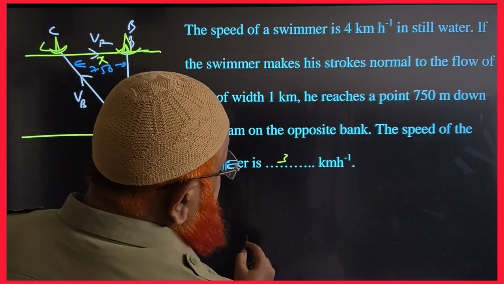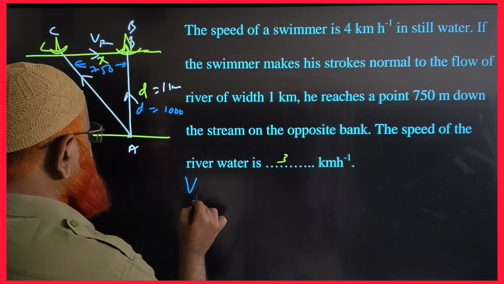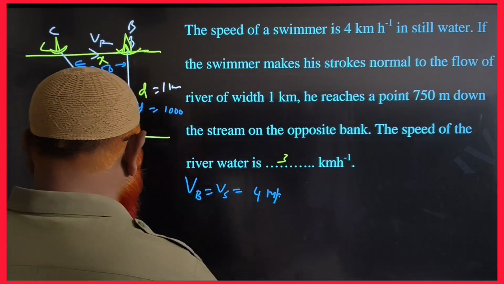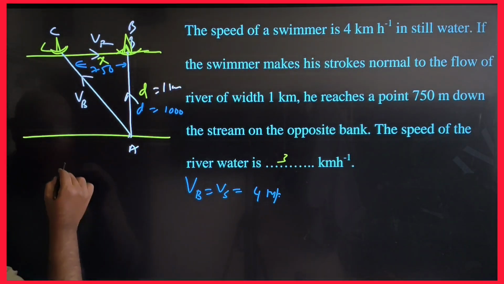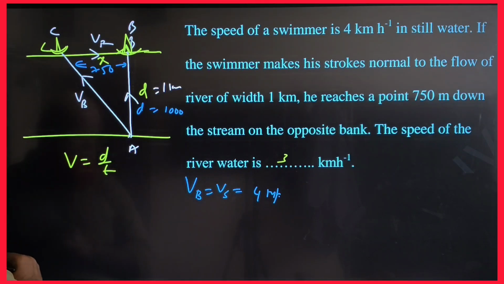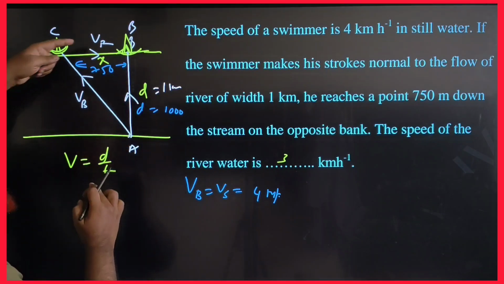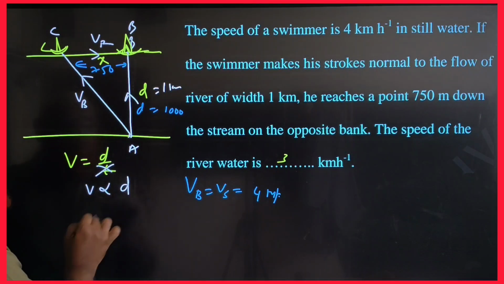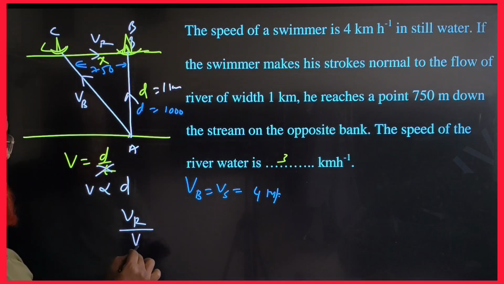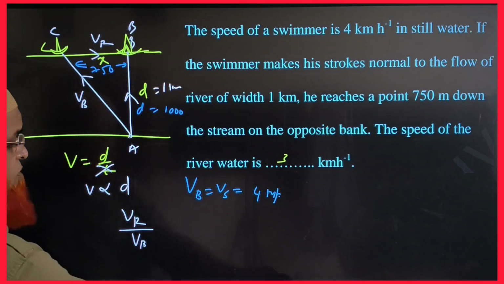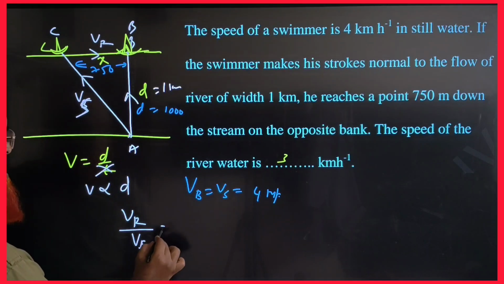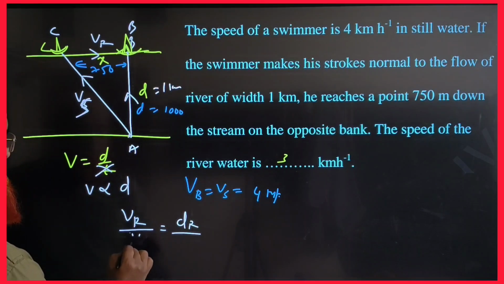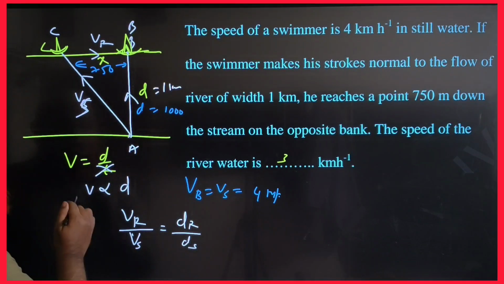And what is the velocity of a river? Speed of a swimmer is given. Swimmer or boat, both are the same. Swimmer or boat, how much is that? 4 kilometers per hour. Okay, so here one thing you should remember. Velocity is equal to distance by time. You all know about this. But the time taken by a boat to reach and the time taken by a river to reach are both the same. Means time is constant, and only velocity is directly proportional to displacement. So velocity of a river by velocity of a swimmer is equal to distance traveled by the river to the distance traveled by the swimmer. That's it. Direct relation, right?